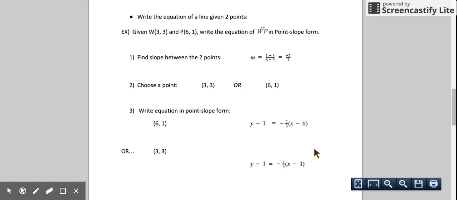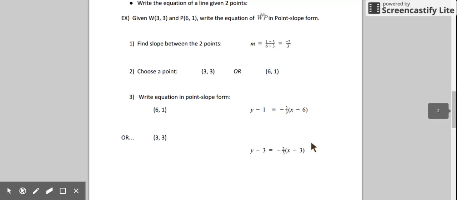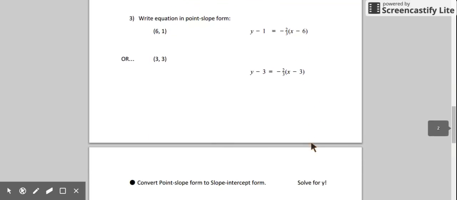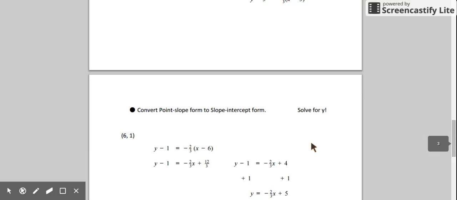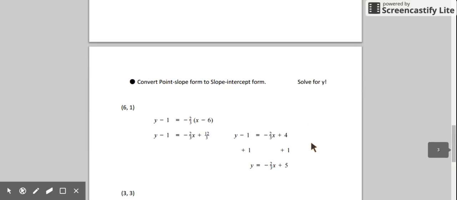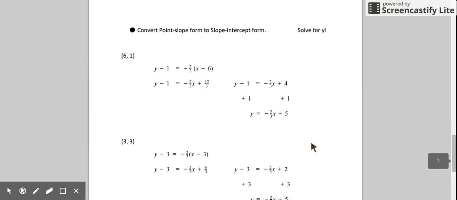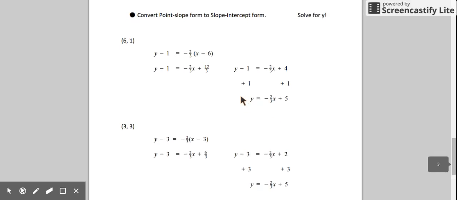So with point-slope form, even though your equations may look different, they may actually represent the same line. The only way to tell is to put it into slope-intercept form and see if you get the same answer. So if I take both of those equations and solve for y and put it into slope-intercept form, I can verify that they are actually the exact same line.